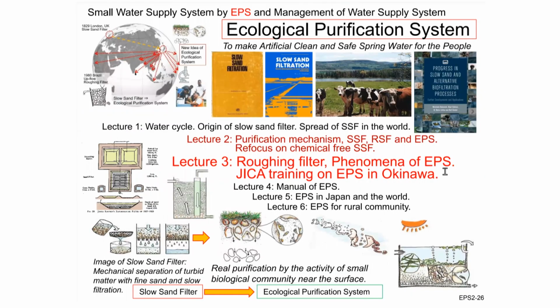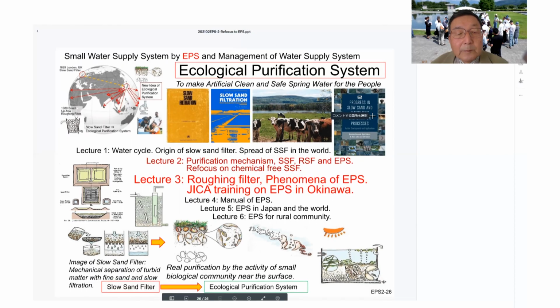This is the summary: small water supply systems, Refocus, WHO, and international conferences. The next lecture will be about the roughing filter and the phenomenon of EPS, the JICA training on EPS in Okinawa. So thank you.